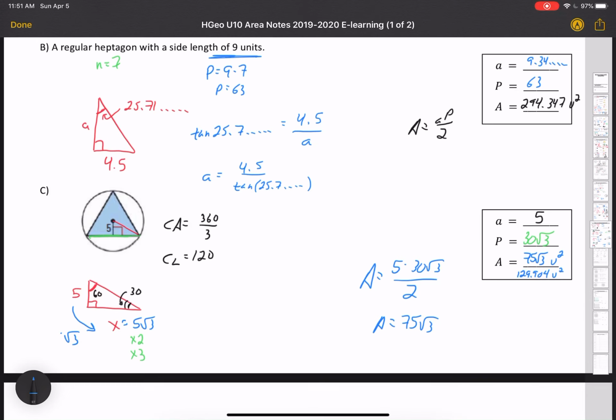Okay? So yeah, that section's a little bit harder. That's going to be really important to practice. Make sure that you can set up those right triangles correctly.